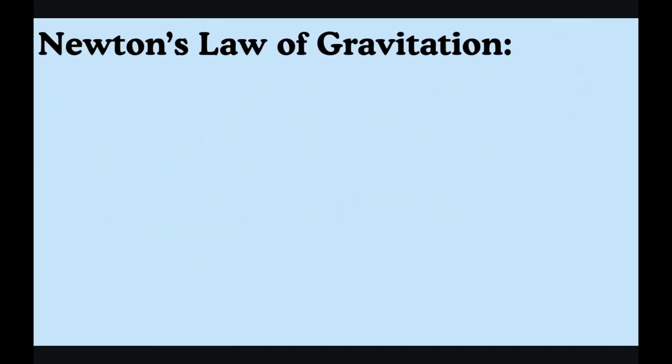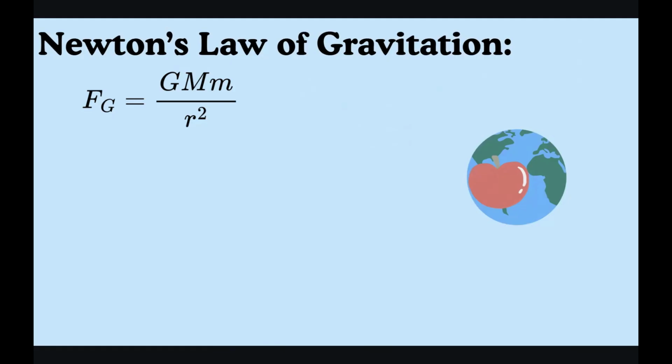This can actually be explained by Newton's law of gravitation, which states that the force of gravity between two objects equals a constant G times M, the mass of one object, times little m, the mass of another object, over the radius squared, where the radius is the distance between the centers of the two objects. This is just measuring the pull between the apple and the Earth.